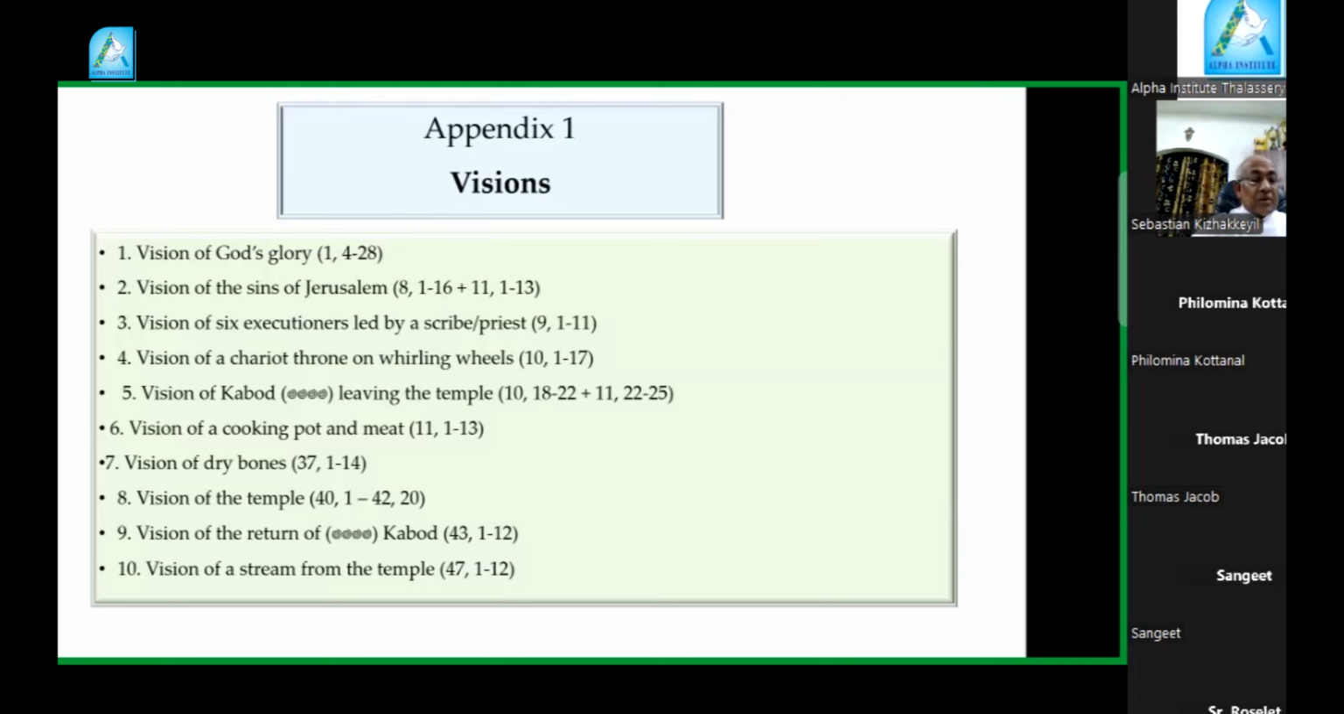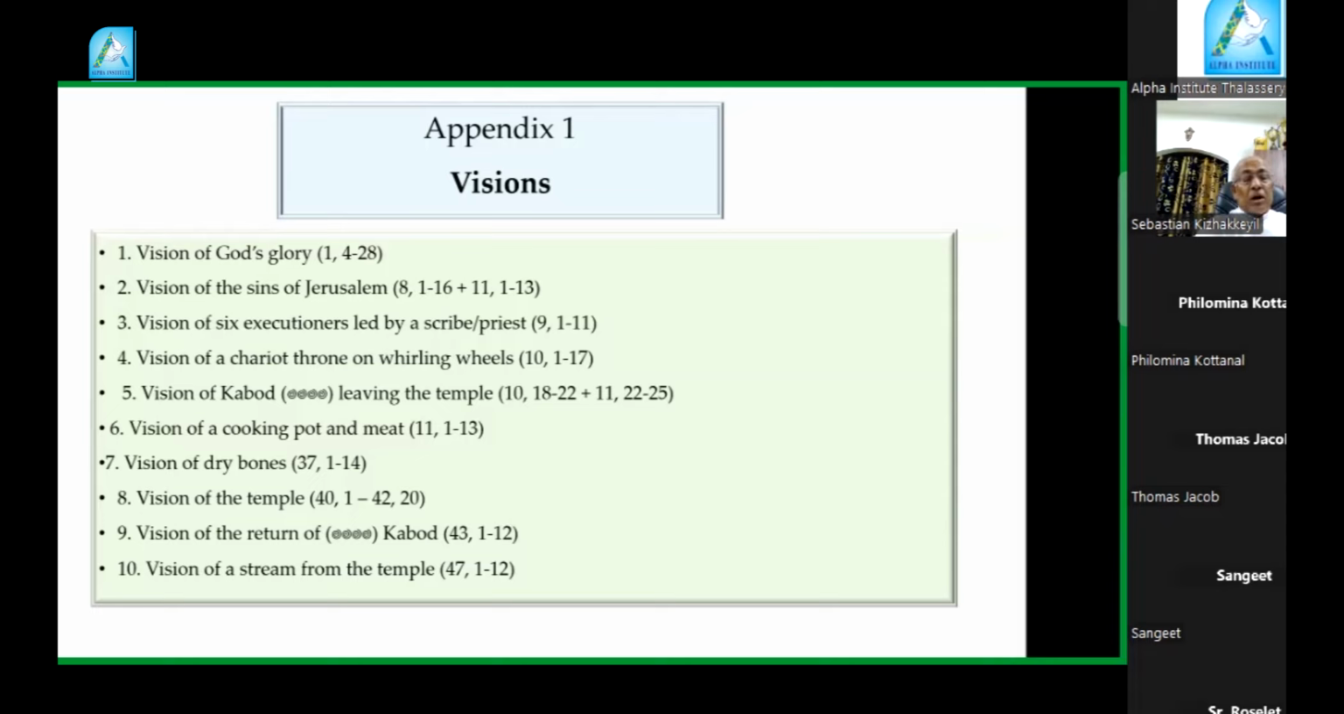Then go to chapter 9, verses 1 to 11. We have the vision of six executioners led by a scribe or a priest. Six executioners means those who are ready to kill. A group of six people, those who are ready to kill, are led by a priest or a scribe.